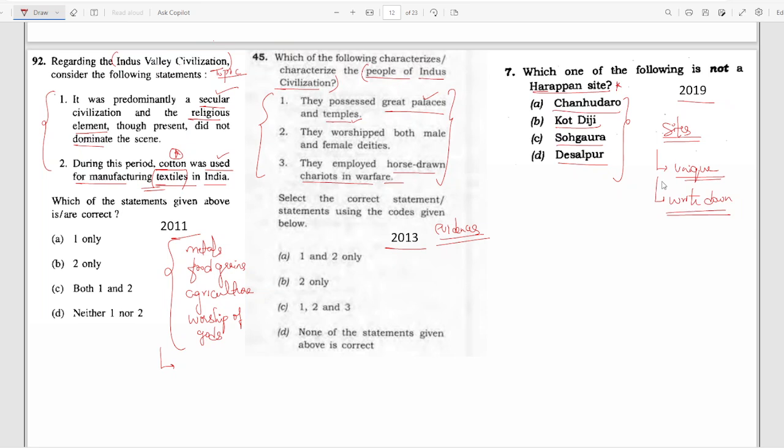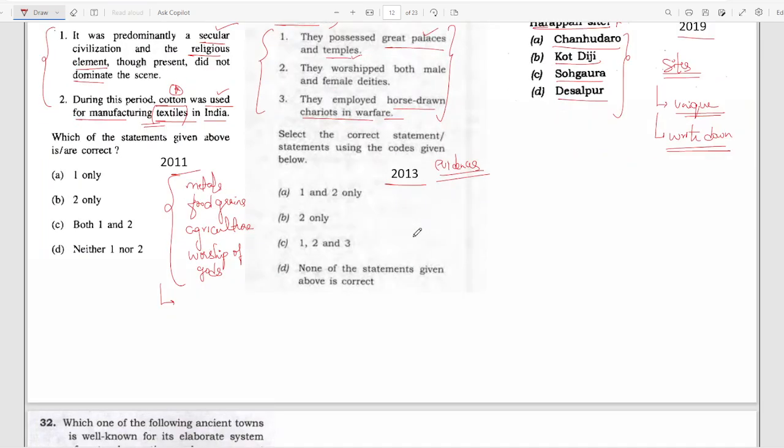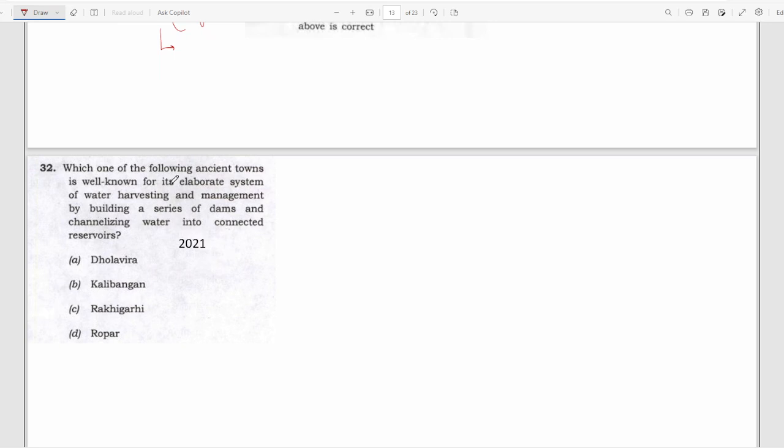Write down in your notes. Moving to the next question that was asked in 2021: which one of the following ancient towns is well known for its elaborate system of water harvesting and management by building a series of dams and channelizing water into connected reservoirs? So they are asking which one of the following ancient towns is well known, see, so this is a unique thing about a particular town, for its elaborate system of water harvesting and management, building a series of dams and channelizing water into reservoirs.